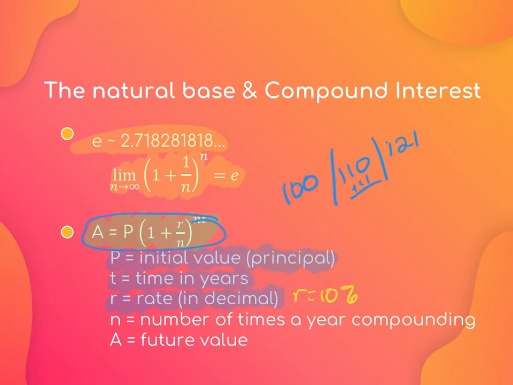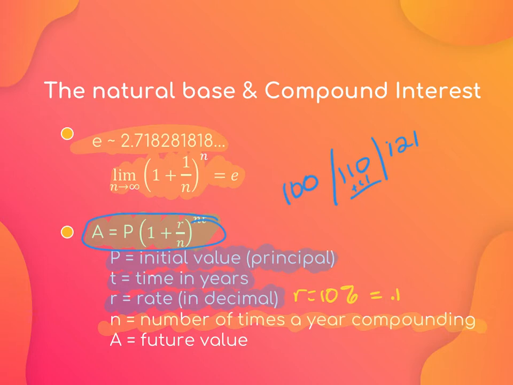how do I convert that to decimal? 0.1. I move my decimal 2 places to the left. So when I use R in my formula, I have to take it from percent and move my decimal back 2 places. N is the number of times per year the interest is compounded. If it's annually, it's once a year. If it's semi-annually, it's twice a year. If it's monthly, it's 12 times a year. If it's weekly, how many weeks are in a year? 52. If it's daily, 365. Those things you've got to know.